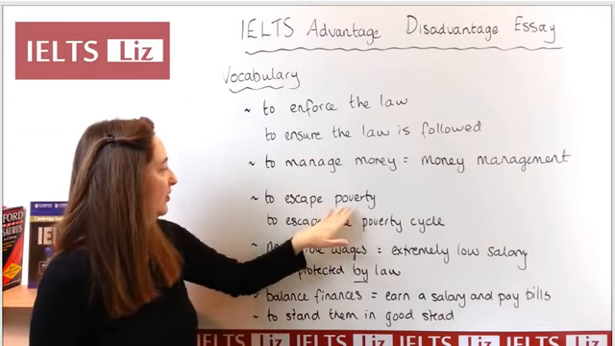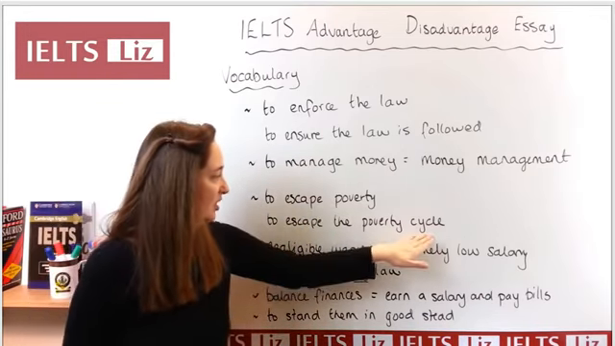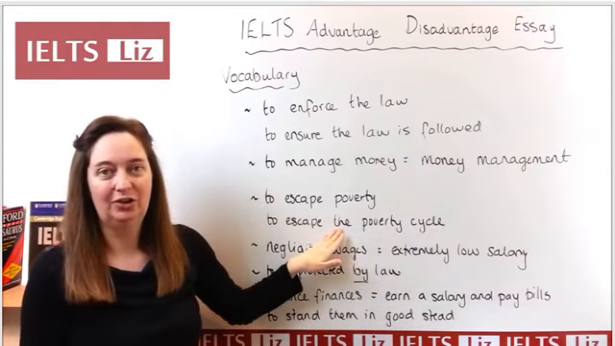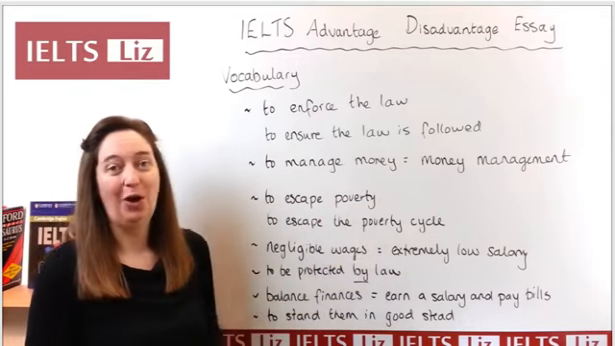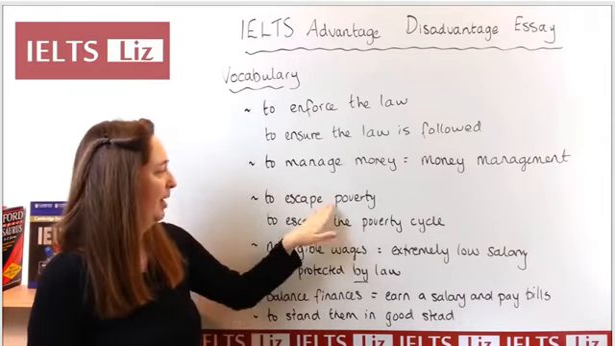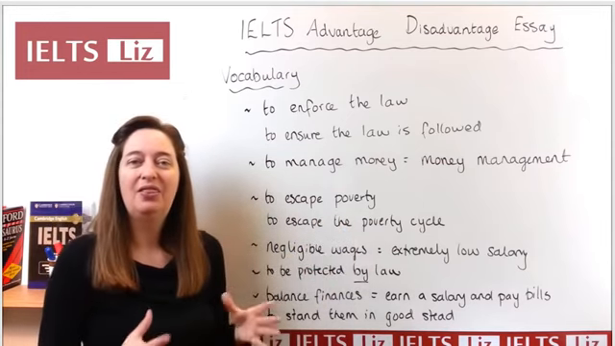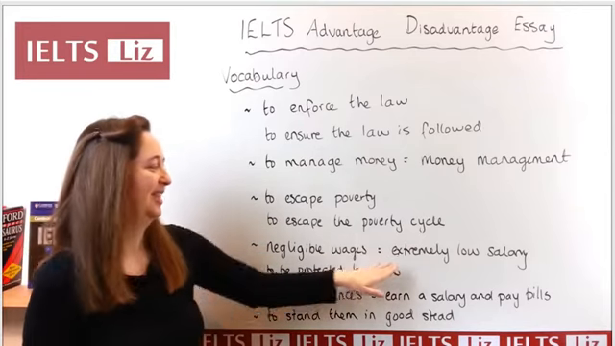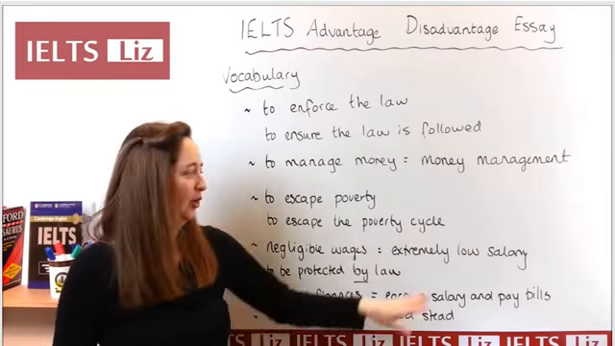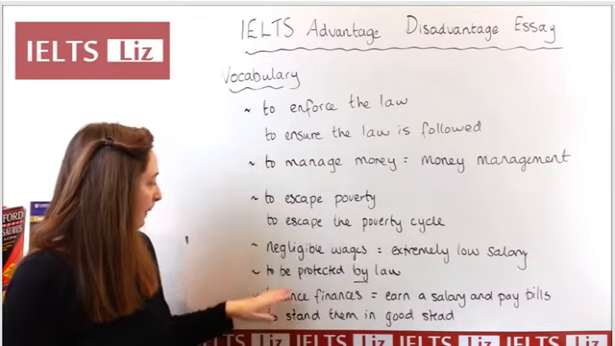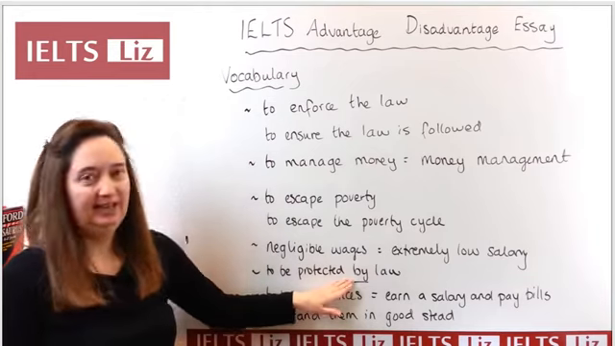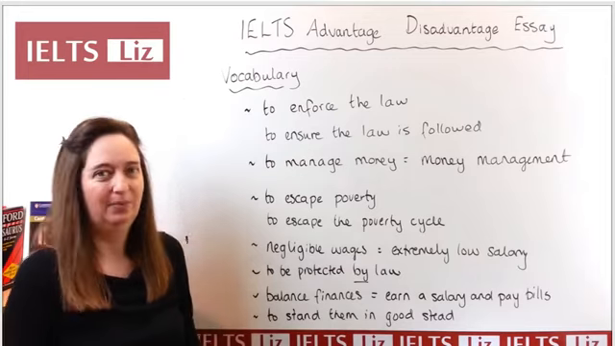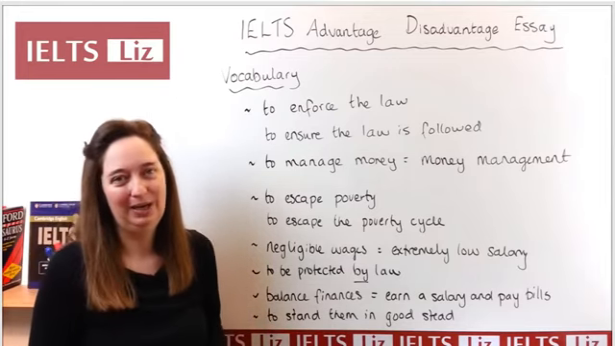We wrote about to escape poverty, but you could also write to escape the poverty cycle. So don't forget, if you decide to use the word cycle, then you're going to have an article. But if you only use poverty, there's no article. So always be careful about the articles, and if you're using them correctly, that will be part of your band score for grammar. We wrote about negligible wages, and that means extremely low salary or extremely low wages. To be protected by law, again, the examiner's going to check your prepositions to see if you're using the right ones. So always check them and study them and make a note of any that you make a mistake with.